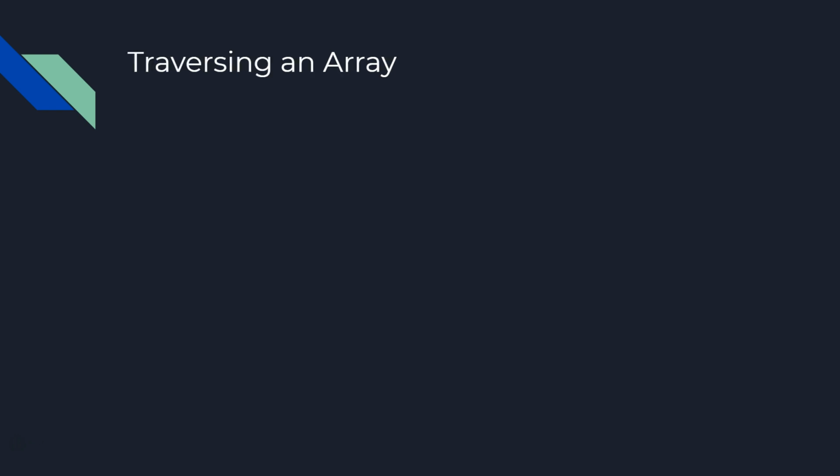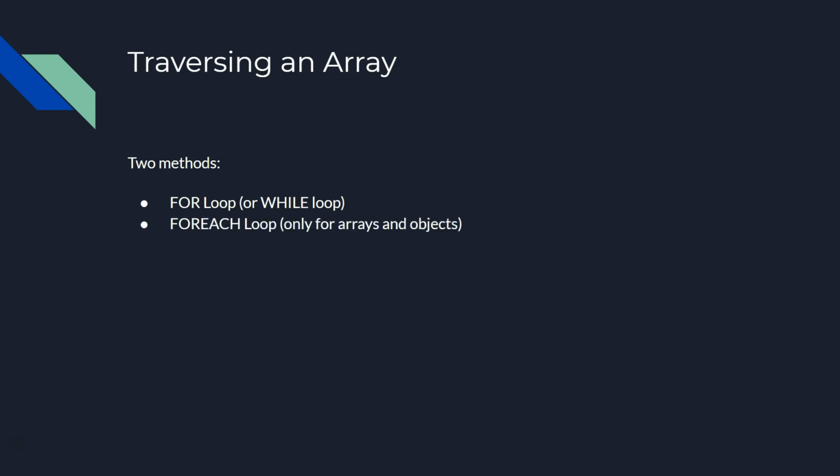Okay, so let's look at different ways you can traverse an array. Traverse means to loop through or to walk through an array. There are a couple of methods, but two very popular and most common ones. One is you use the for loops or the while loops, or any other loops, basically. And two is use the foreach loop. This is only for arrays and objects, and very, very handy in certain situations.